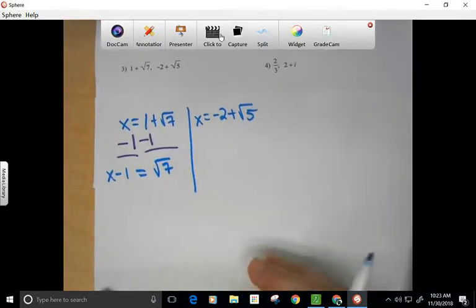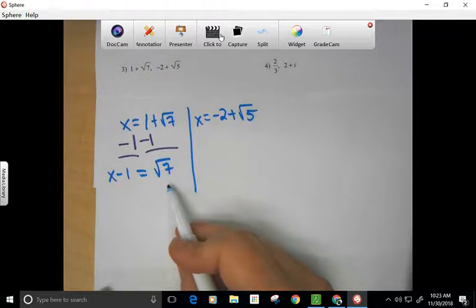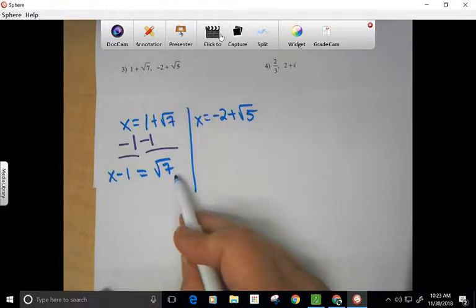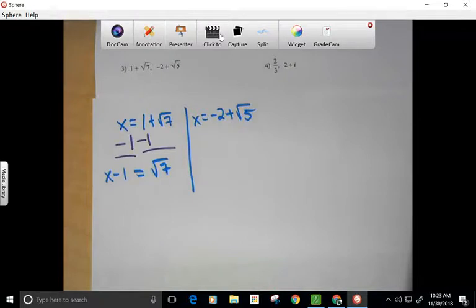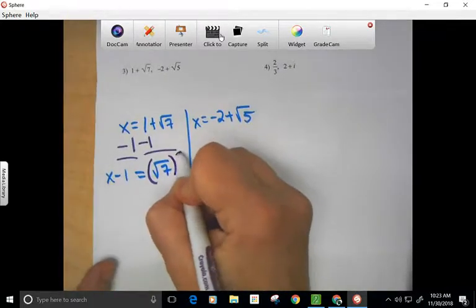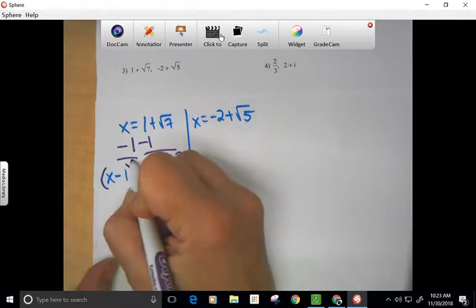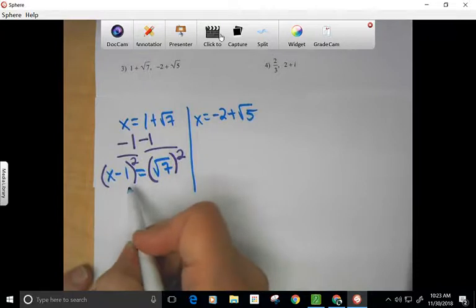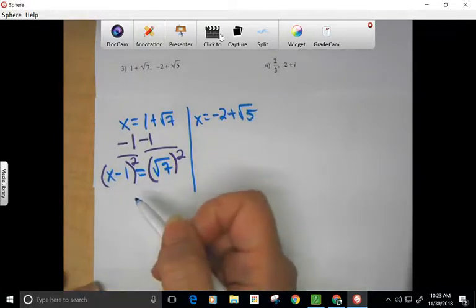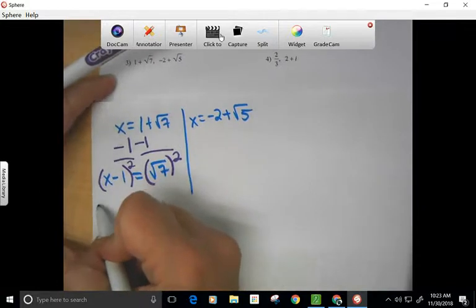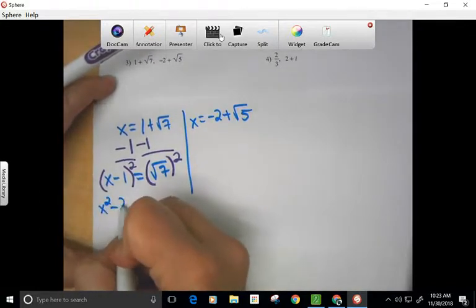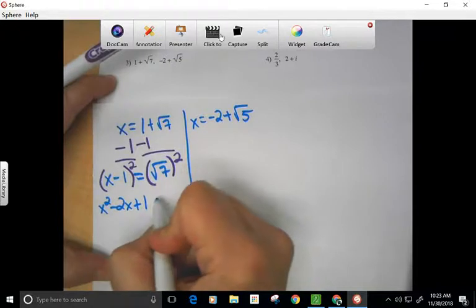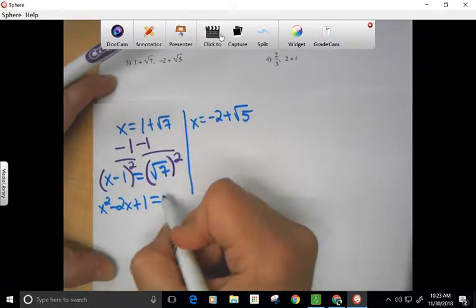Then we have to consider the fact that we need to actually square this radical expression in order to have a number that we can work with, or a whole number that we can work with. So we're going to square both sides of the equation in order to cancel out that radical. So we're going to get, on the left side, when we square this binomial x minus 1, remember that's kind of like foiling it out, you would get x squared minus 2x plus 1, and that's going to equal 7.